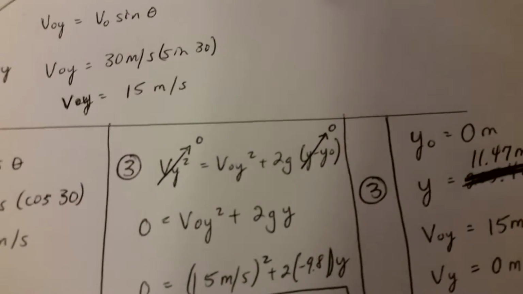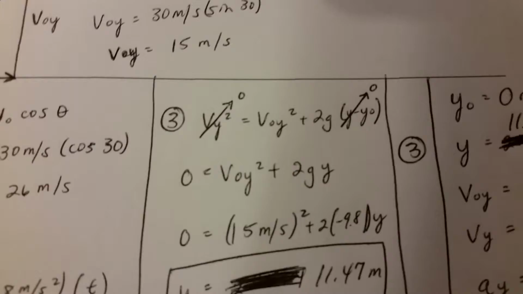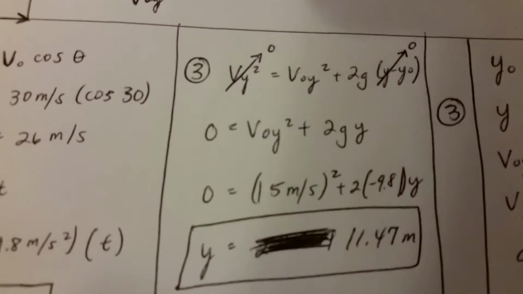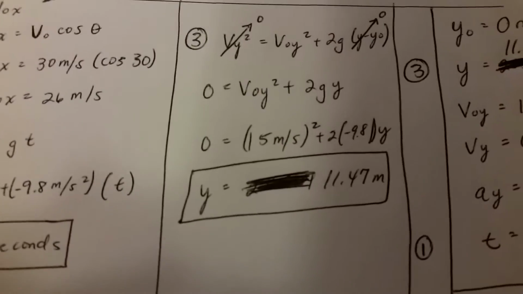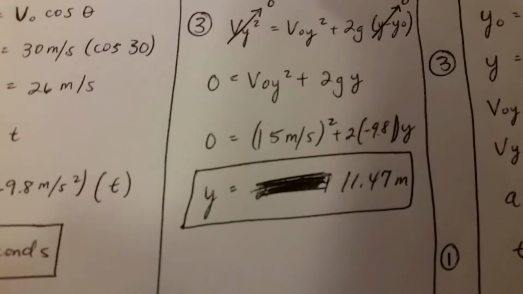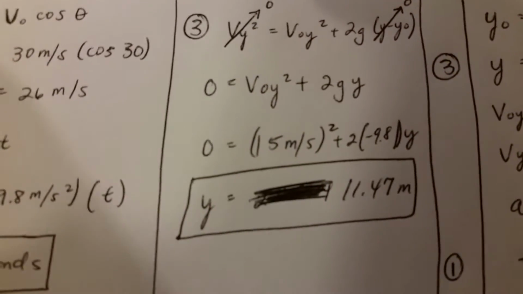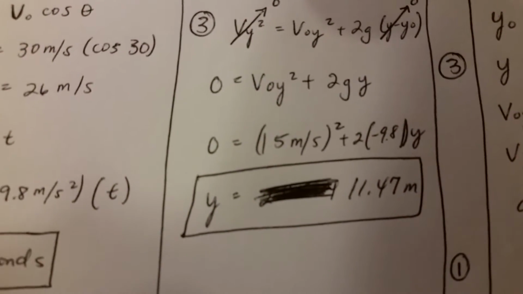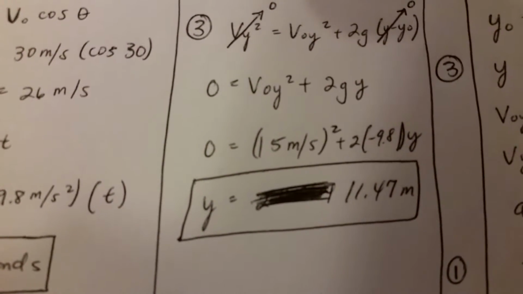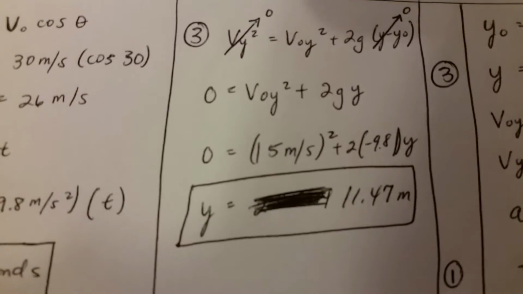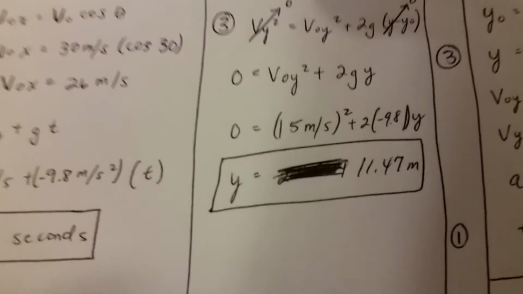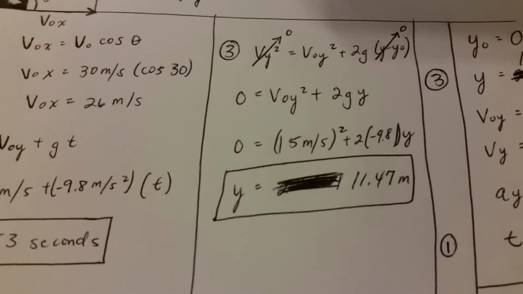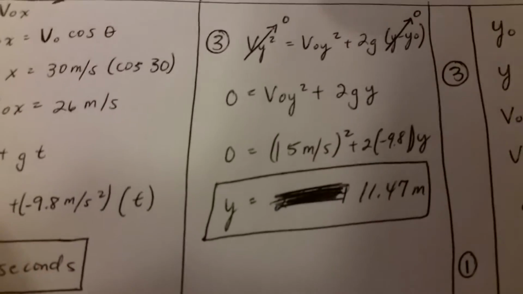The y initial up here was 0 meters. I think I crossed through the y, but I didn't mean to. It carries down to that next line. So then we're going to have 15 meters per second squared times 2 times negative 9.8 meters per second squared times y. So you're going to get a y distance of 11.47 meters in the y direction. So it's going to be 11.47 meters tall.